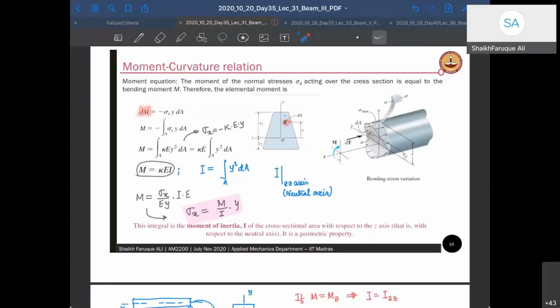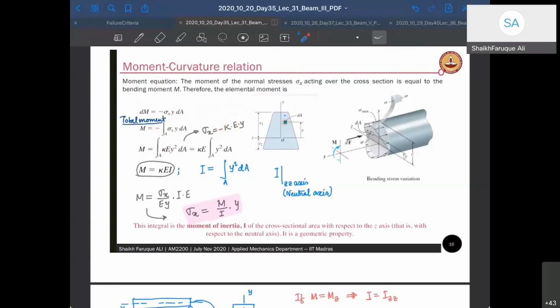Now the total moment that will be generated is the integral over the area A of sigma x into y dA. Now we know I can replace sigma x with kappa E y. If I replace that, it becomes kappa into E, y into y becomes y squared dA. And this negative sign and that negative sign will cancel. So it becomes the integral over A of kappa E y squared dA.